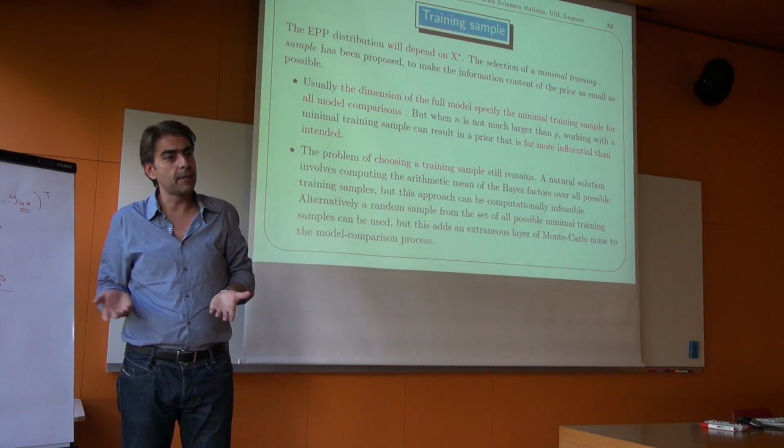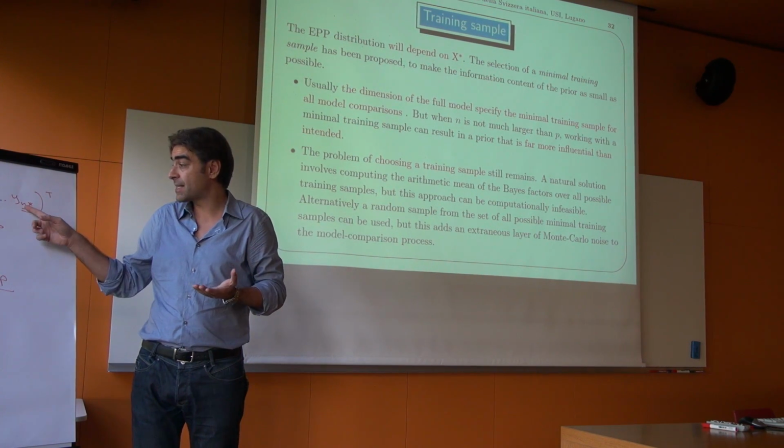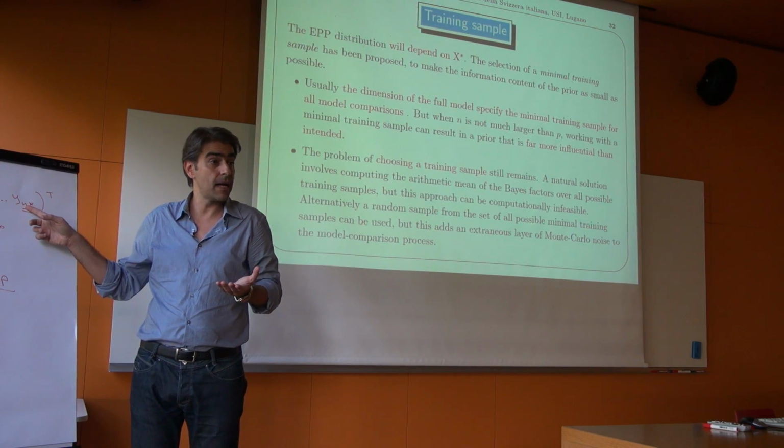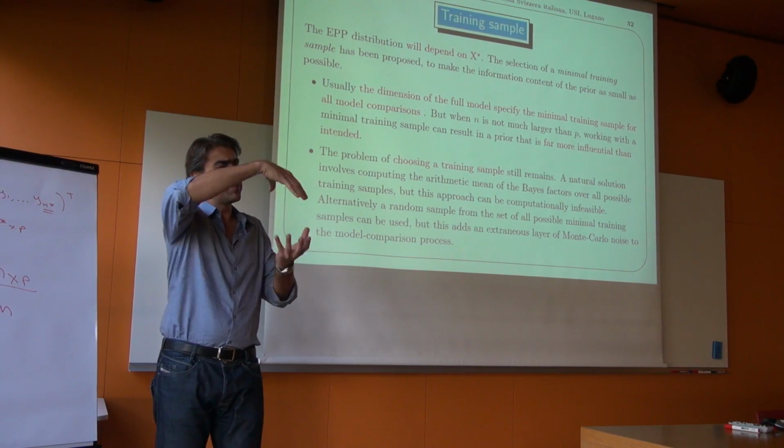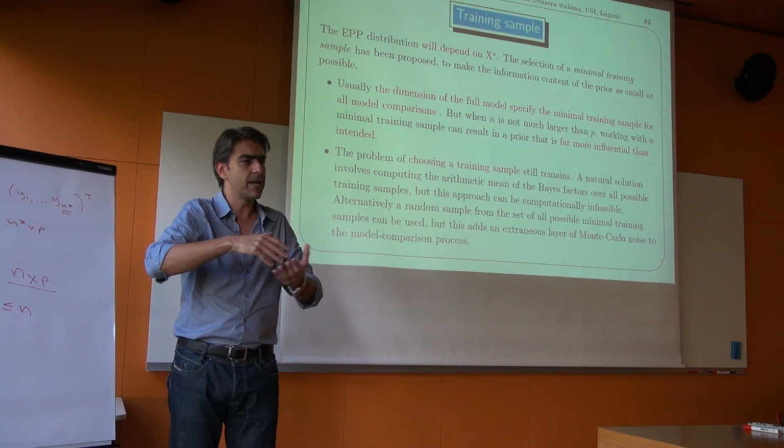So this is something that people can do. But then, if this n star, the minimal training sample size, is much smaller than n, then of course this number of combinations, n over n star, can be enormous.